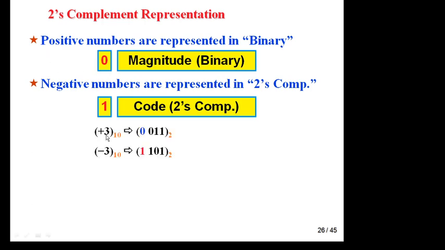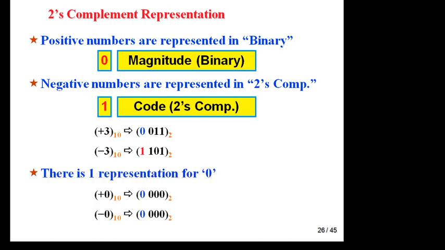Okay, plus 3, how will you represent? The same method, 0 0 1 1. Now what will be minus 3? The 2's complement of this. Ones complement is 1 1 0 0, plus 1, is 1 1 0 1. So this is very, very important. What is the significance of a negative number? A negative number is nothing but the 2's complement of that number. Minus n is nothing but the 2's complement of plus n.